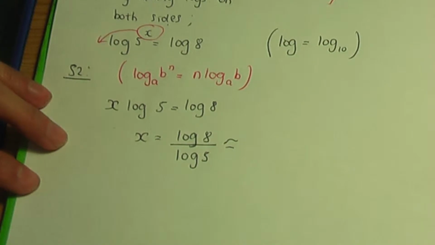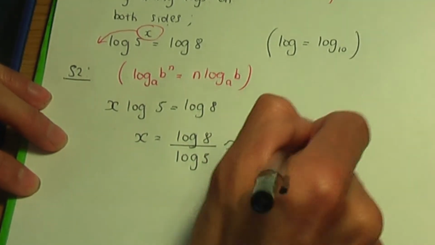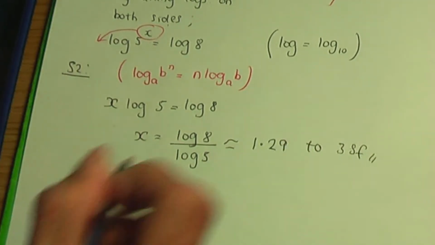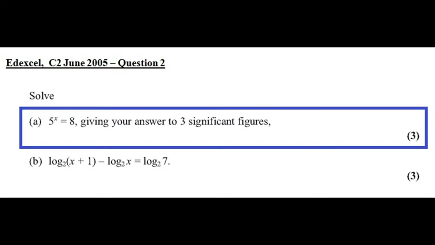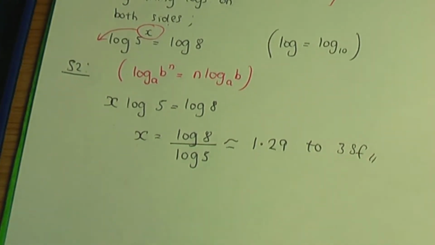So if you were to calculate that to 3 significant figures, you should get 1.29. So this is 1.29 to 3 significant figures. So if you go back to the question in part A, it did say give your answers to 3 significant figures. Back to the paper and pen, we found x to 3 significant figures, it's 1.29. So that completes part A.